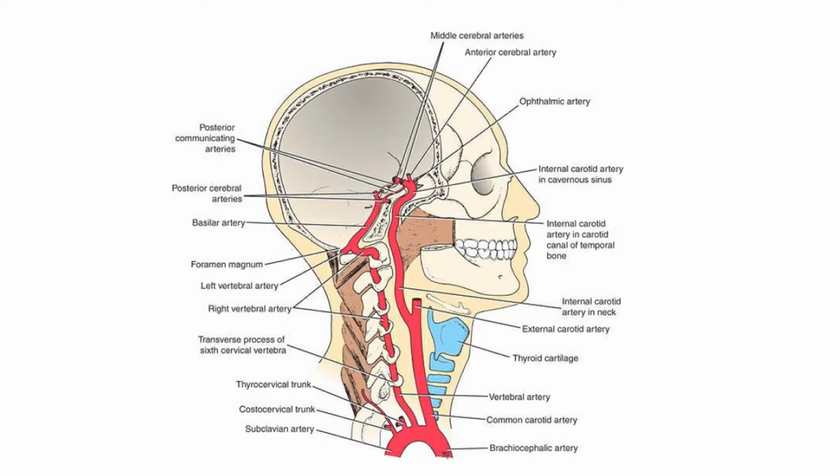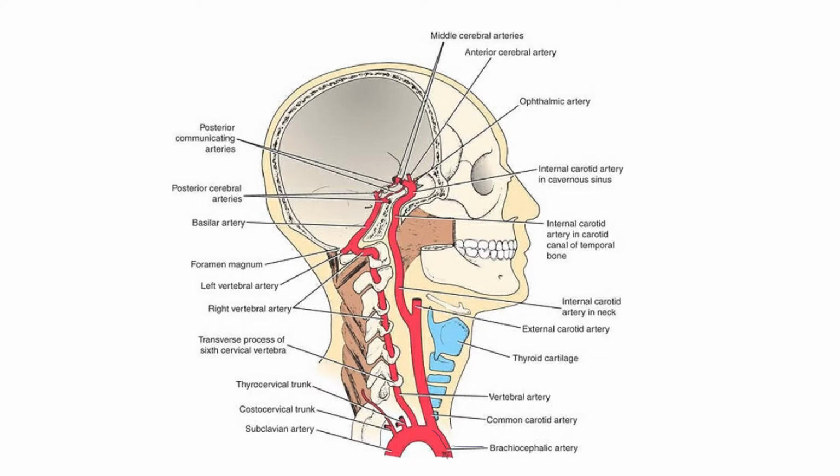So, we will see the formation of the circle of Willis. Then we will see the location of the circle of Willis and what arteries form it, and then we move on to the clinical aspect of the circle of Willis. So let's start. Okay, so in this diagram you can see the brachiocephalic artery.